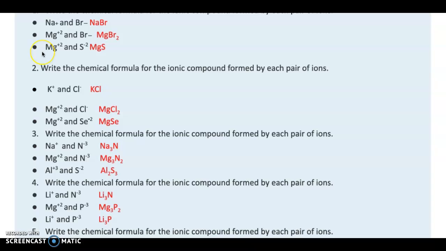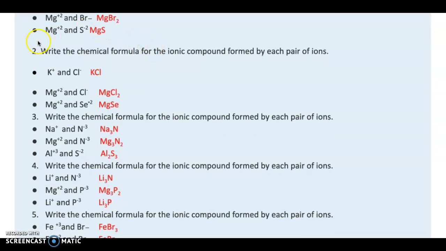Okay, next one is a little bit more interesting because over here you have magnesium that has +2, and over here bromide has -1. So +2 goes to bromide. You just drop the charge, and -1 goes to magnesium. It has only 1 magnesium, but it has 2 bromide.